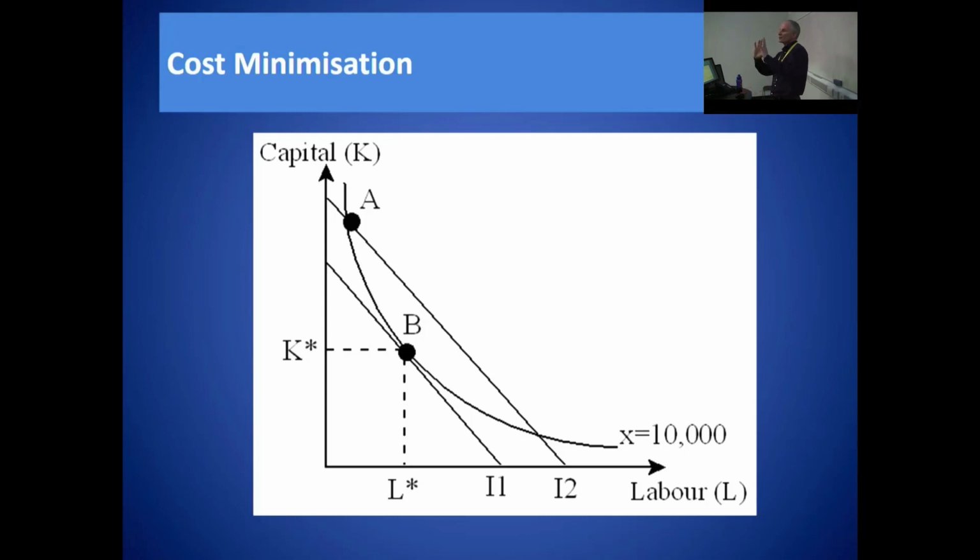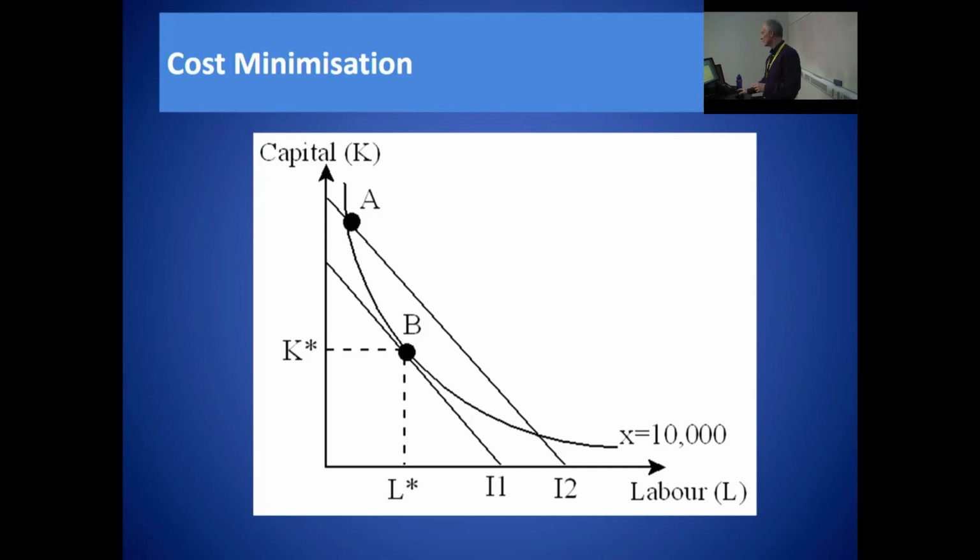So I've taken an arbitrary level of output, 10,000 units. And that curved line is our isoquant, that curve we've seen previously, showing combinations of factor inputs that yield a constant level of output. So the question we want to ask ourselves is: of all the ways that we could produce 10,000 units of output, which combination of labour and capital minimises the cost of doing that?